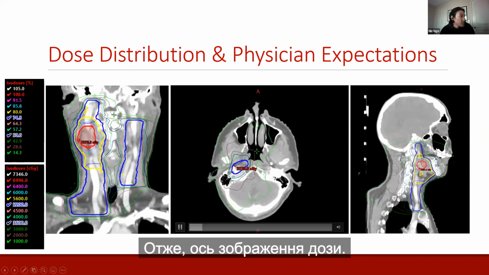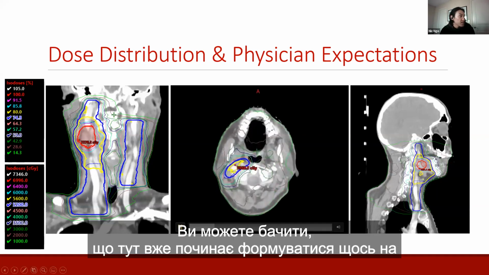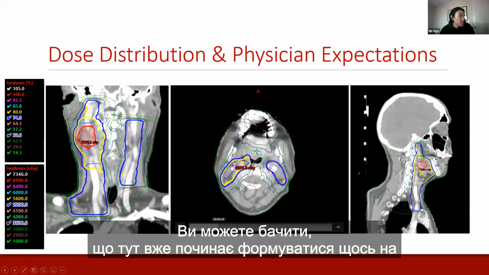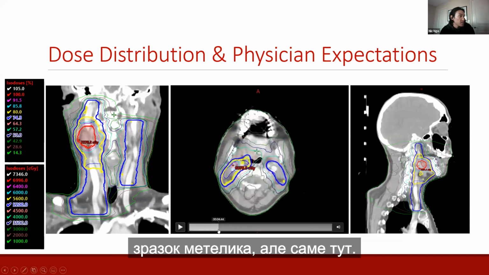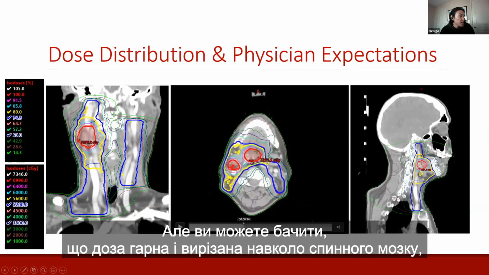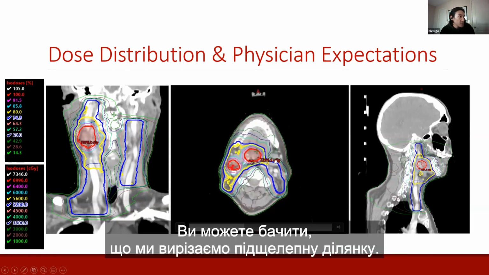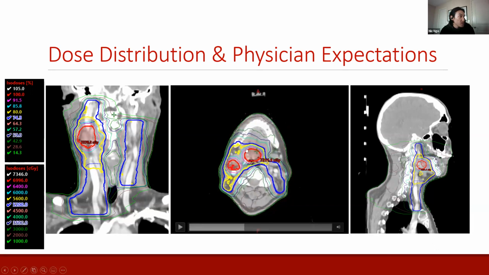So here's a depiction of the dose. You can see here that there's kind of a butterfly already starting to shape, but you can see that the dose is nice and carved around the spinal cord posteriorly. This is the 30 gray line. You can see we're carving out on the submandibular.